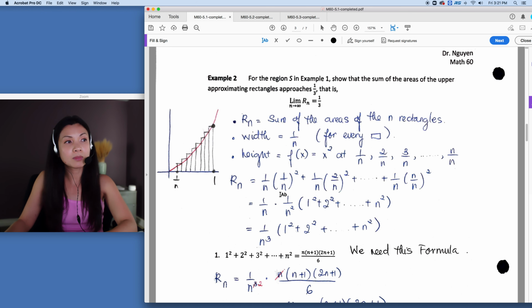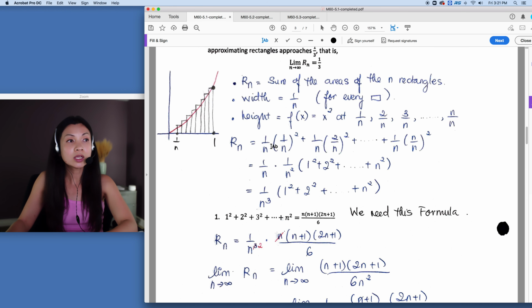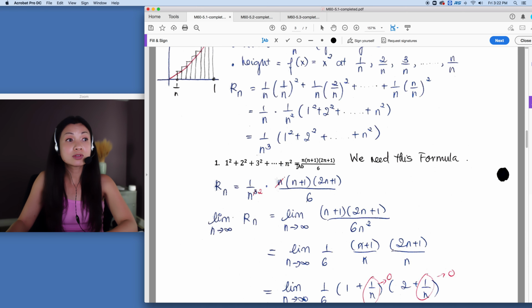Now if you do some algebra, we factor out 1 over n, and then I factor out 1 over n squared. I end up with 1 squared plus 2 squared plus so on to n squared, right? And then I multiply these two. That's how I got 1 over n cubed. Now I'm going to use a formula right here. This formula is for 1 squared plus 2 squared plus 3 squared all the way to n squared. It's going to be that one.